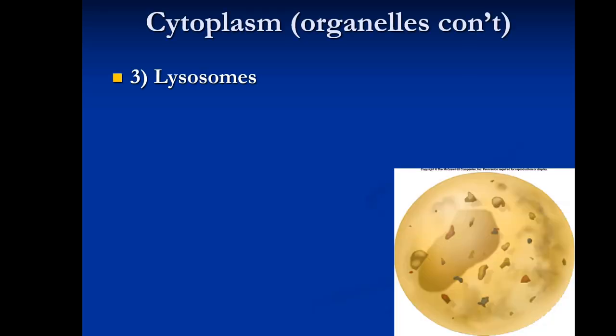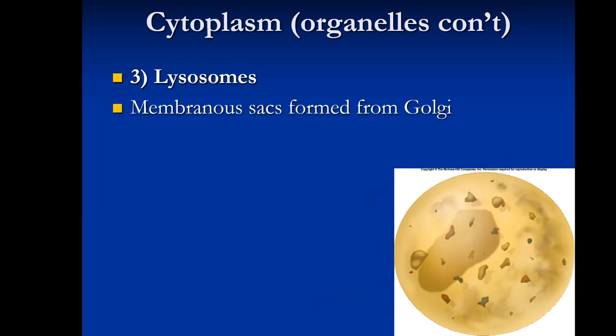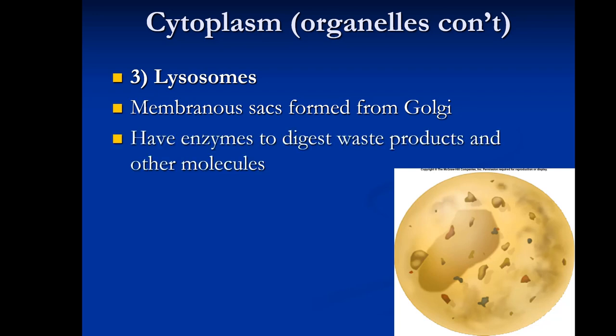Which leads us here. Lysosomes, another organelle. They're membranous sacs formed from the Golgi apparatus. They have enzymes to digest waste products. You can think of these kind of like garbage trucks. They go around the cell breaking down things that are just waste products and getting rid of things, cleaning up the cell basically. So lysosomes clean up the cell.